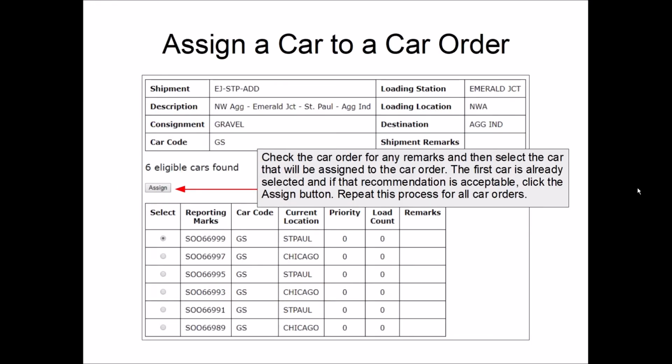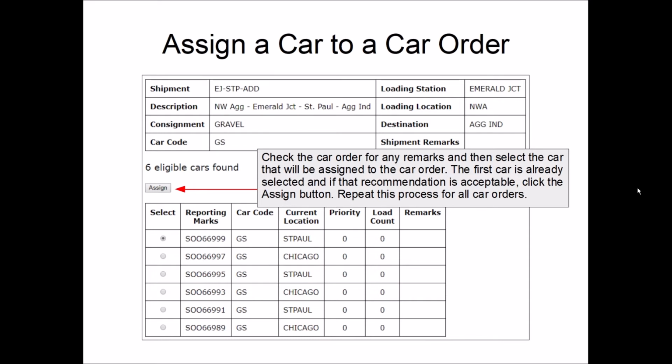Once you click that fill button, another screen will pop up that will show you all the cars that meet the qualifications required to fill that car order. In this case, those general service gondolas. And we've got quite a bunch of them. We've got some in St. Paul, and we've got Chicago.